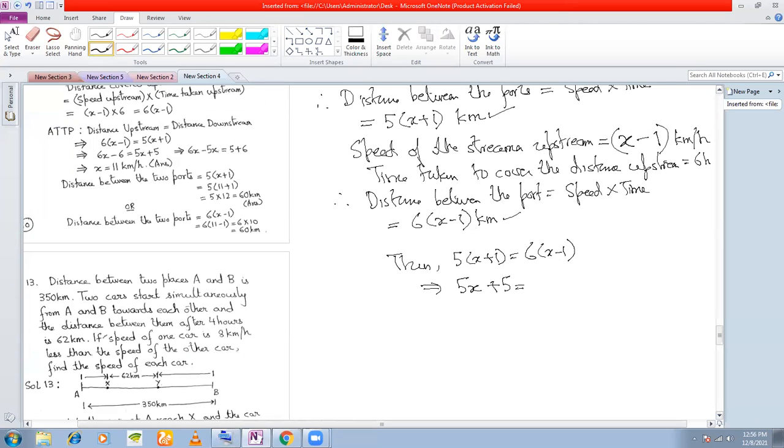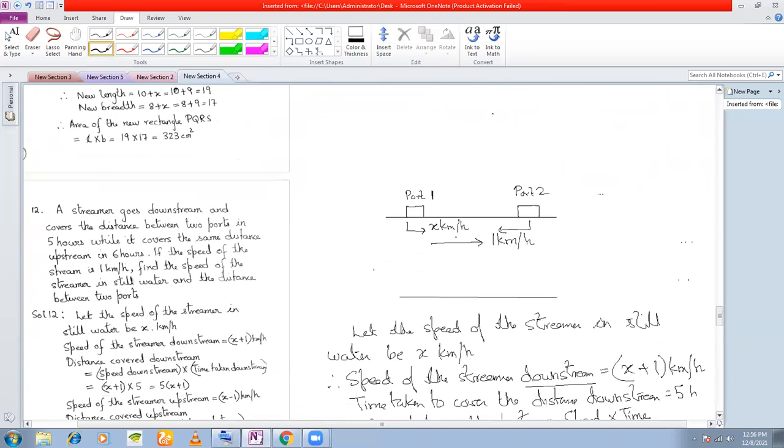And what was x we had defined? Speed of the streamer in still water, right? So, 5 times x plus 1 is equal to 6 times x minus 1. Whether you go with the flow or against the flow, will the distance between these two ports change? No, sir. It will not change.